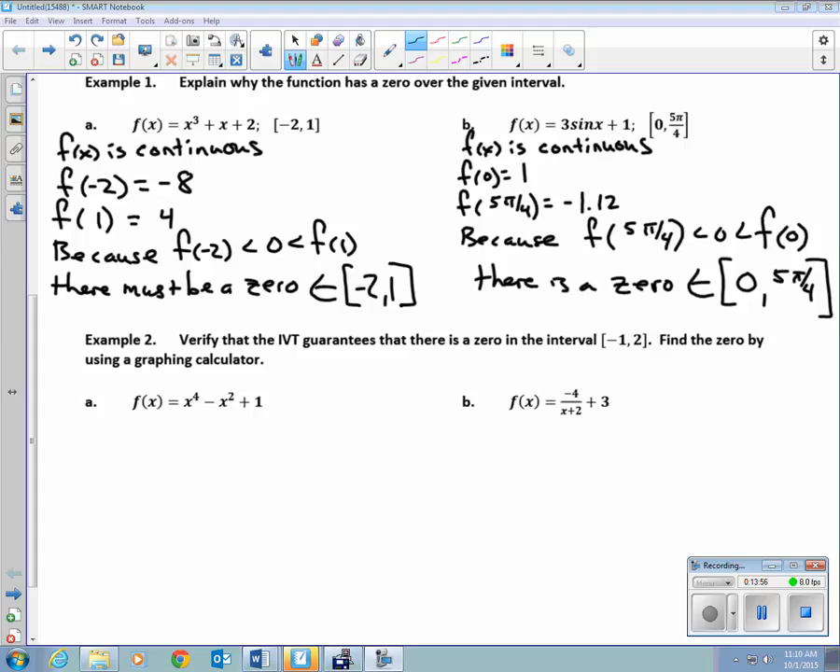Yep, if you want to write it like that, that's fine. You have to state that it's between. So if you want to switch around the inequality sign so it's greater than, that's fine. You just have to state that it's between. Got it?